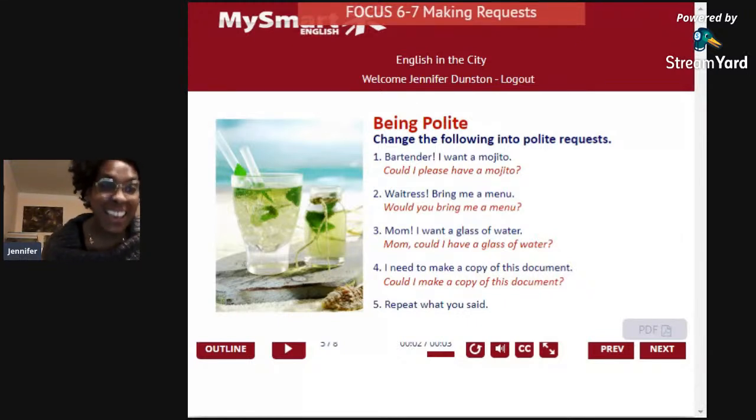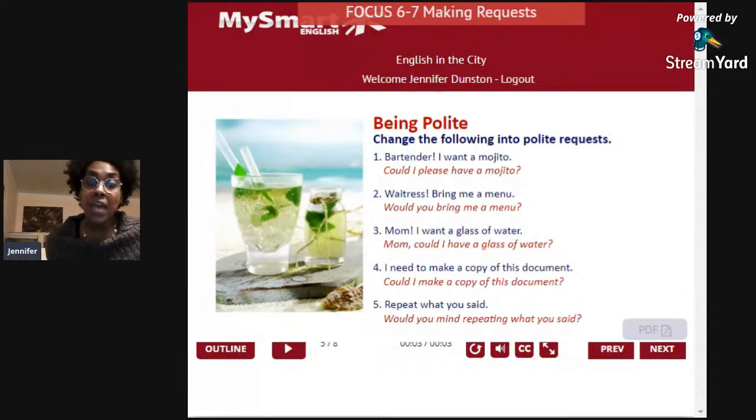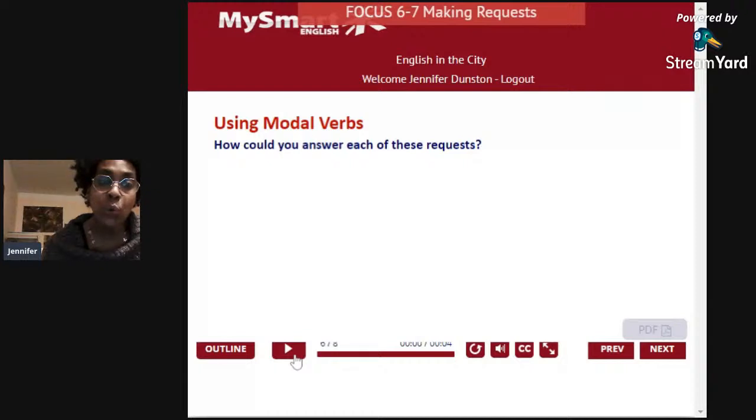When I was learning Italian, I had to learn this phrase in Italian because I did not understand anything. I was always asking people to repeat something so I could understand. It's very difficult. Would you mind repeating what you said? Now, look at all these polite requests we have here. Could I? Would you? Could I? Would you mind? Let's keep these modal phrases in mind as we keep going. Using modal verbs, how could you answer each of these requests?